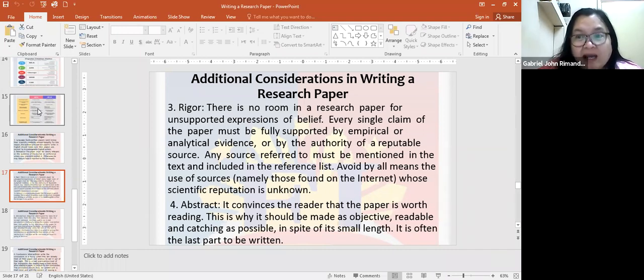So kailangan lahat may basis, lahat with profound details. We are not just creating the research for compliance with the requirements of the course. Let us do it honestly, with all our best efforts to win the title. Alam niyo, yung winning the title, yun ang importante sa inyo, right?